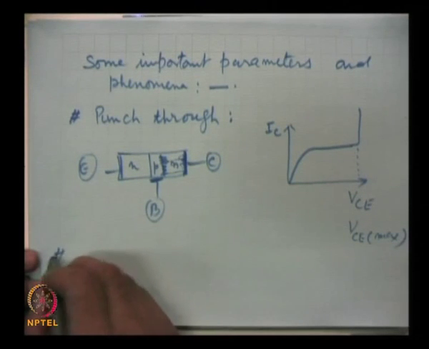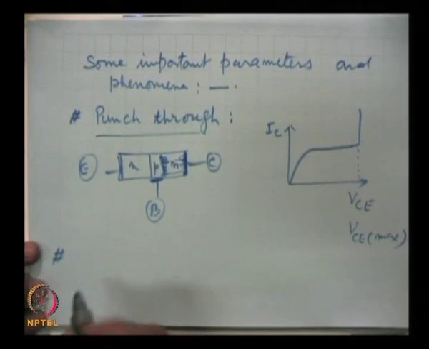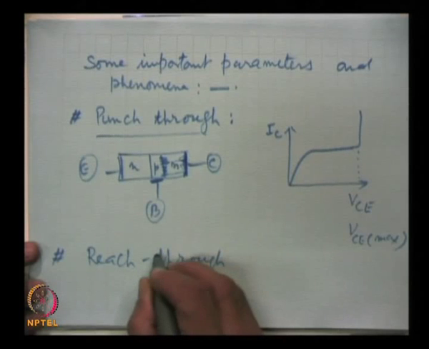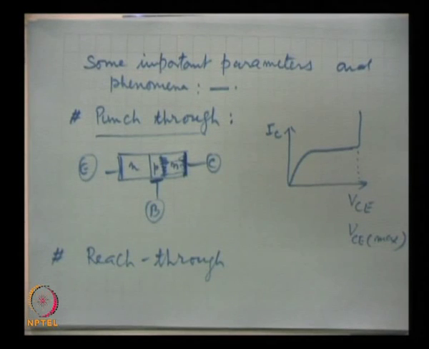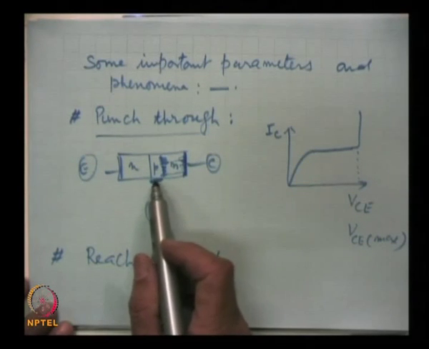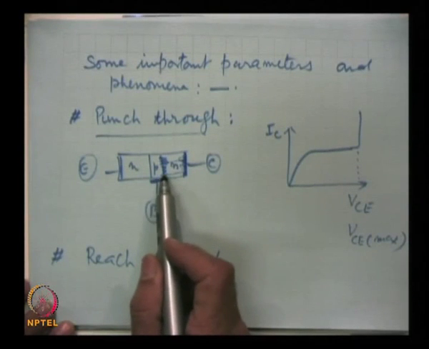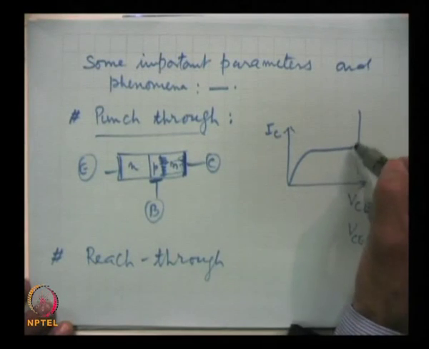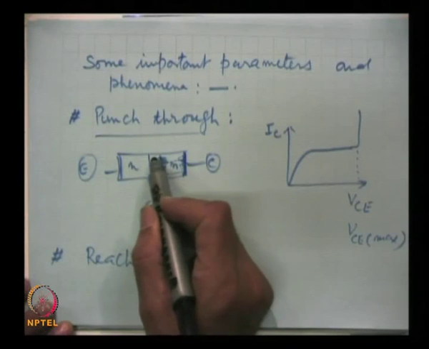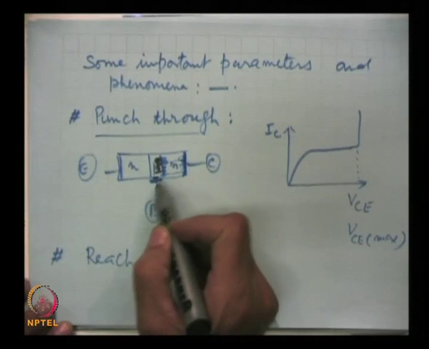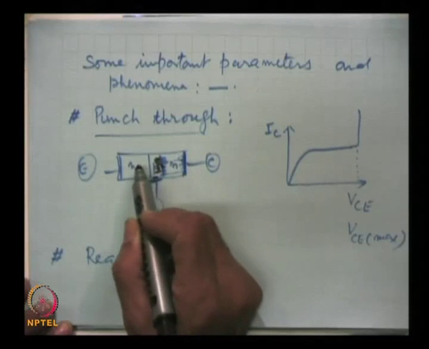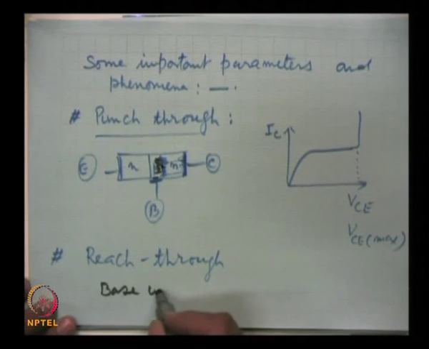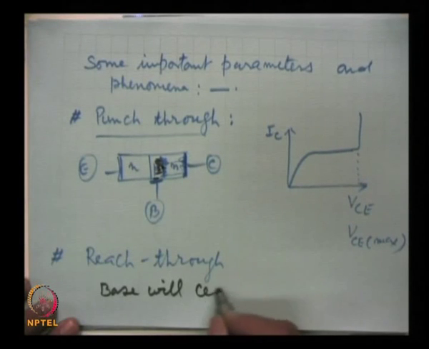The second point is also related with this depletion width, that is reach through. This is because the base region is already very small, very thin, and it is lightly doped. So, when this voltage is not large enough yet, but is still large enough that the depletion region penetrates, and this depletion almost touches the emitter region. That means the base will cease to exist.